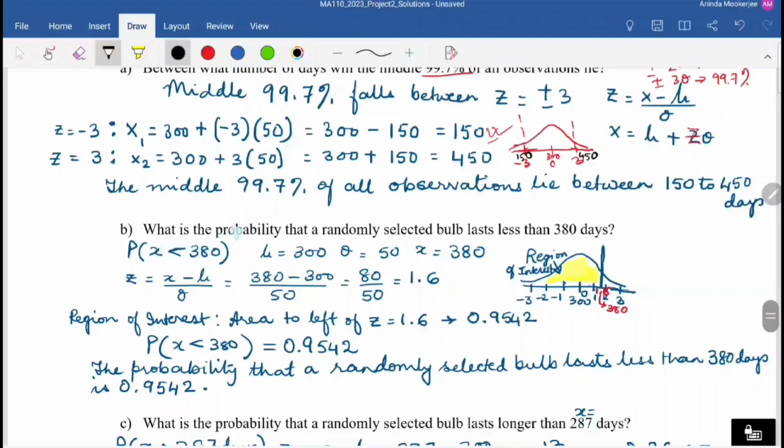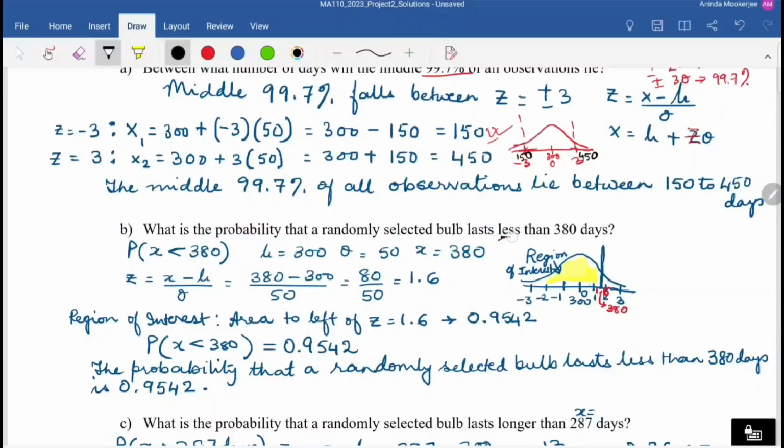The next question says, what is the probability that a randomly selected bulb lasts less than 380 days? Probability is the same as area under the curve. All right, so we use that interchangeably. Area represents not just relative frequency, proportion, but also probability, because probability and proportion, relative frequencies, have the same formula, F over N. All right, so if we can find area under the curve, then we will know the probability.